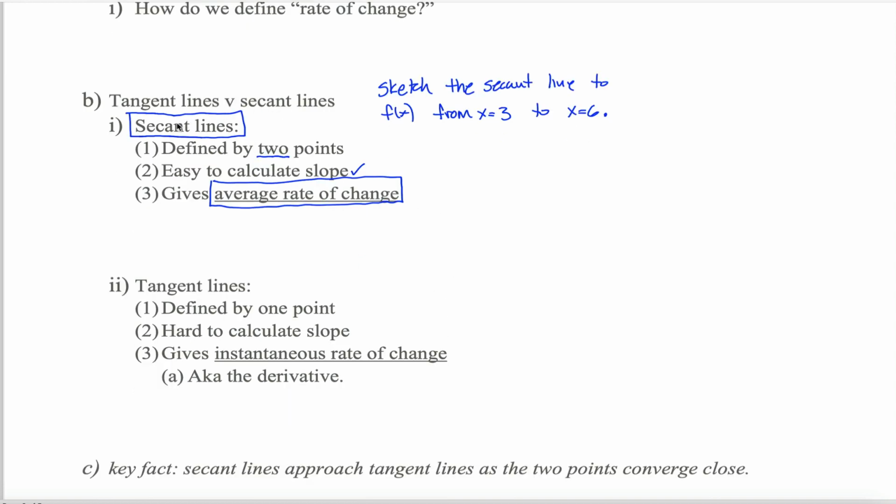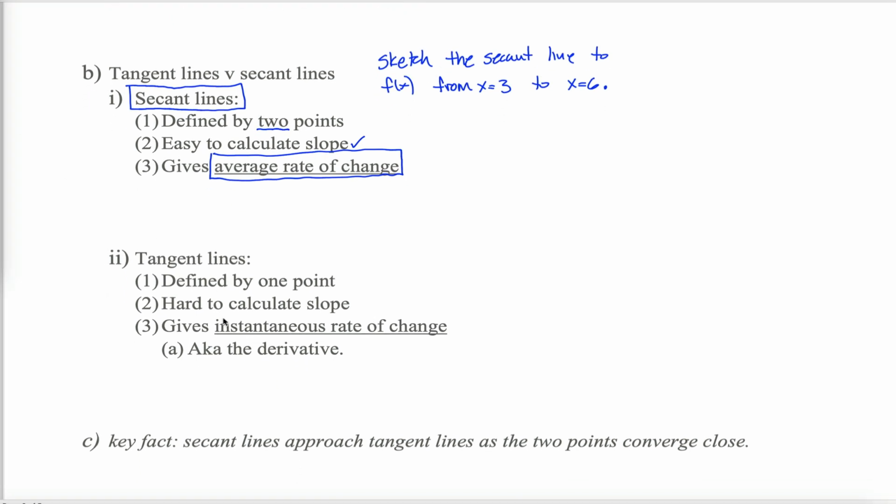In calculus, we don't care about secant lines. We don't care about the average rate of change. What we care about is the instantaneous rate of change, aka the derivative. And to figure out the instantaneous rate of change, you don't need to study secant lines. You instead need to study tangent lines. Tangent lines are similar to secant lines. I mean, they're lines, but their main difference, their defining characteristic is instead of being defined by 2 points, they're defined by a single point. And that's going to end up making them much more useful, but also much more complicated.